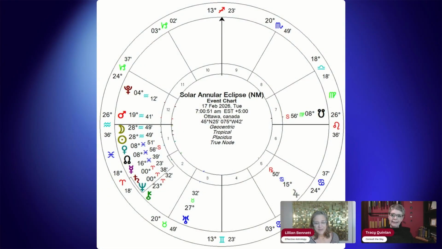Look at that. It's so much clearer than the way I had it last time. Yeah, you're doing great. So this is what the chart looks like for this upcoming February 17th. This is at 7 a.m. Eastern time. It's at 5 a.m. where I am. It'll be at 4 a.m. on the Pacific coast. And it's happening here at the 28 degree 49 minute mark. That's where the sun and the moon are.